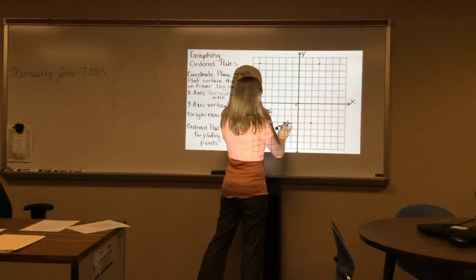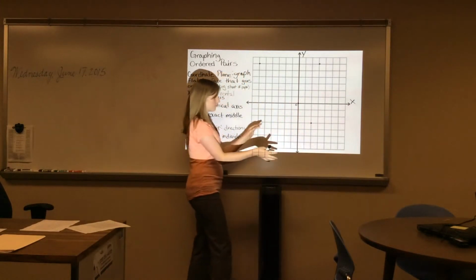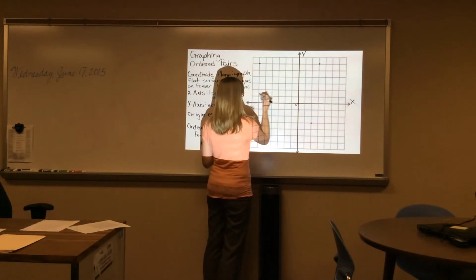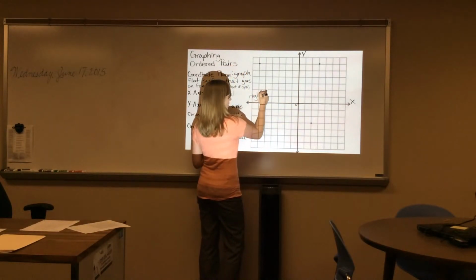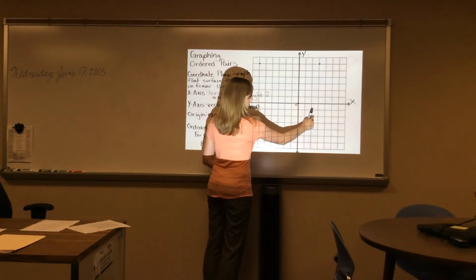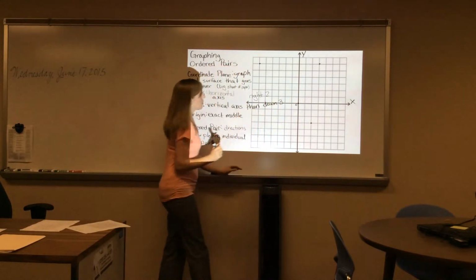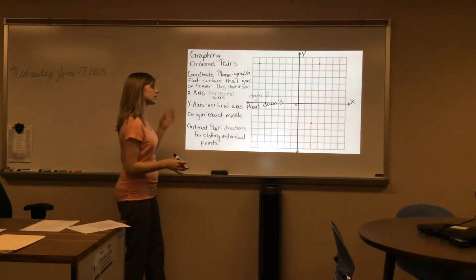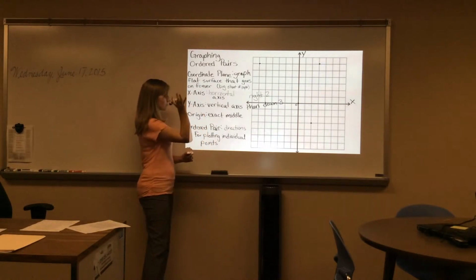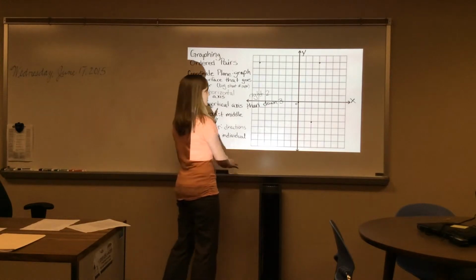For example, if I wanted to tell you how to get to this point, I could verbally say, you need to start at the origin, count to the right 2 places, so I could write down right 2, then count down 1, 2, 3, down 3. But if I had a lot of points that I wanted you to graph, this would get very tiresome very quickly. So somebody a long time ago came up with a shorthand way of writing this. So here's what they did.